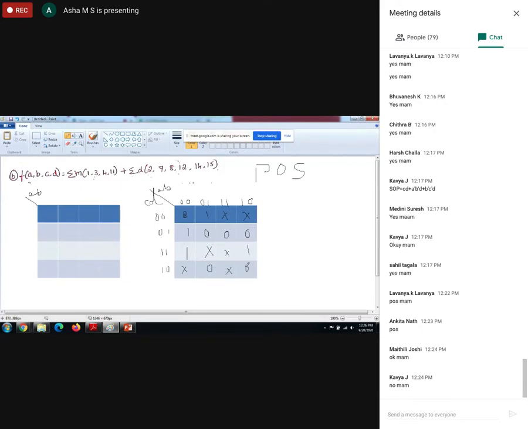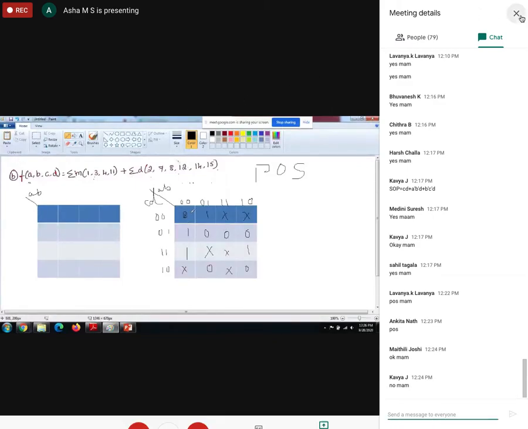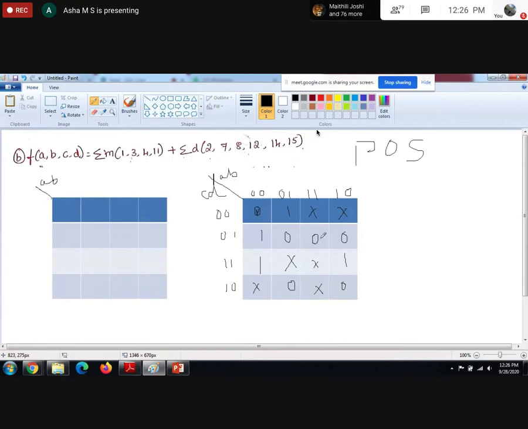So now I am going to find the POS. When I am going to find the POS, I need to group zeros. Correct, right? Where zeros are there? So let me check if octa is possible. However, octa is not at all possible. Then I will be looking for quad. Are quads possible? Yes, quads are possible. So where can I make a quad?